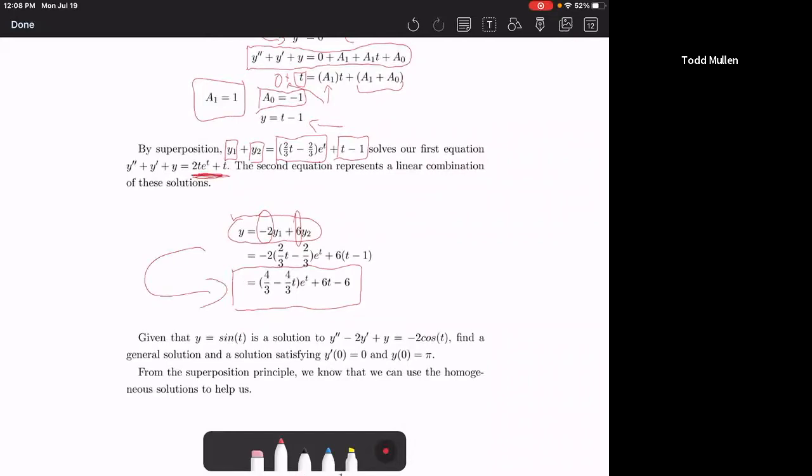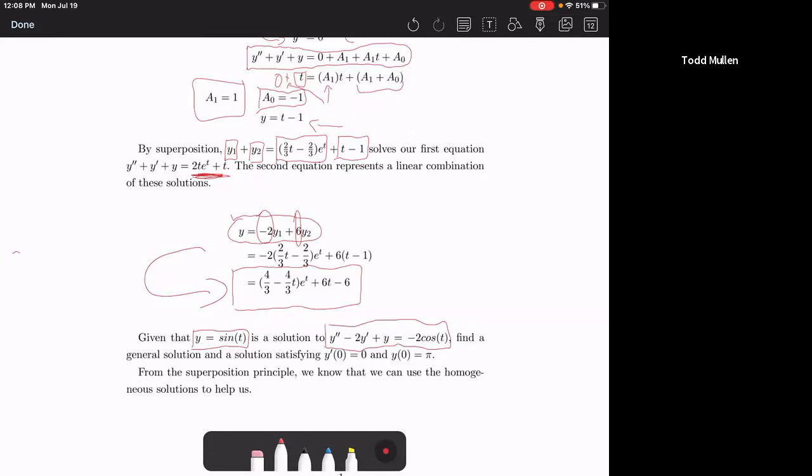Now we'll do another example. In this one, we're actually given a bit of information. We're given that sine of t is a solution to this equation: y double prime minus 2y prime plus y equals negative 2 cos of t. And you can check that yourself. Actually, it's very quick. We'll do it right now.